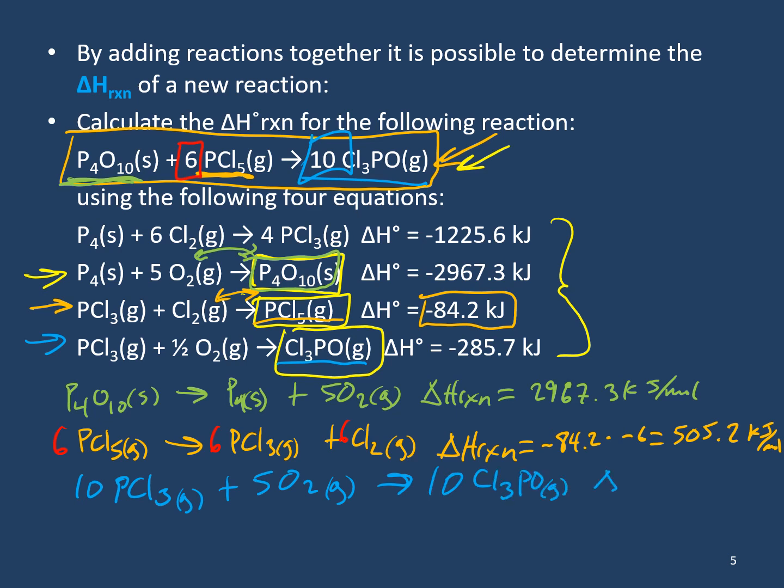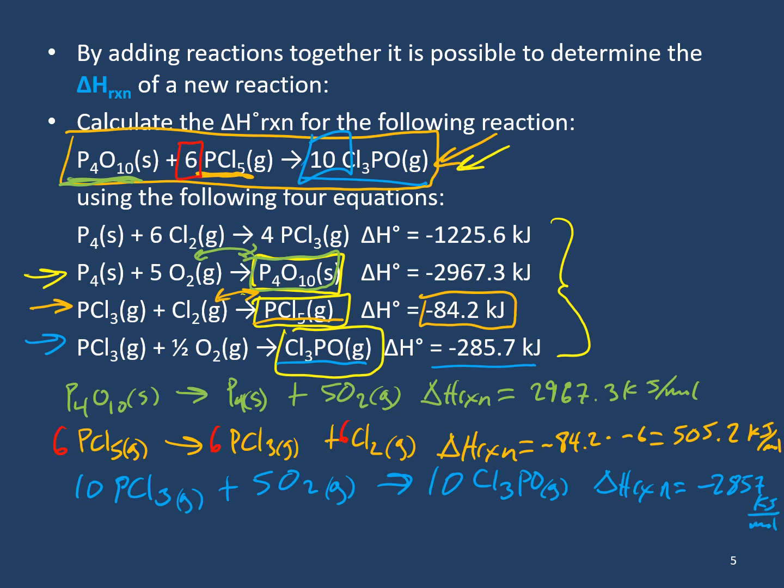And my delta H here of this reaction is just going to be equal to the original, the negative 285.7 times 10, or in other words, negative 2,857 kilojoules per mole.